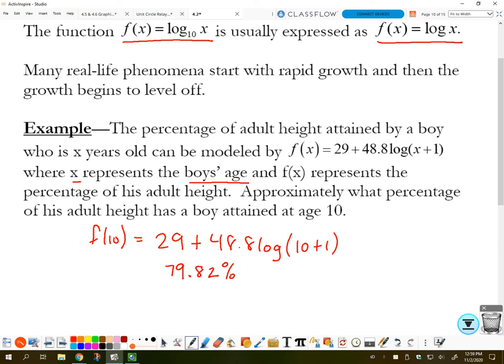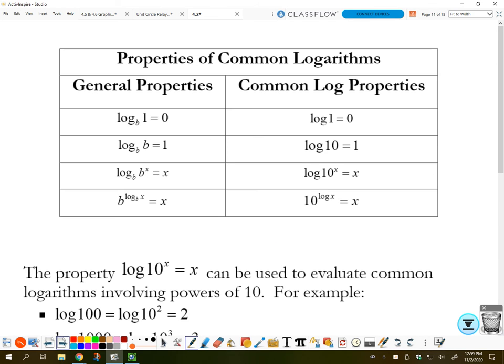All right, so next page. We have properties of common logs. And they're the same properties that we've talked about. If you have log base b of 1, it's 0. So log base 10 of 1 would also be 0.